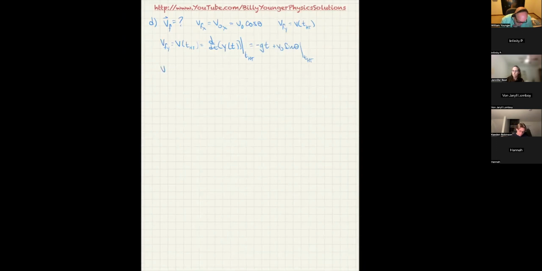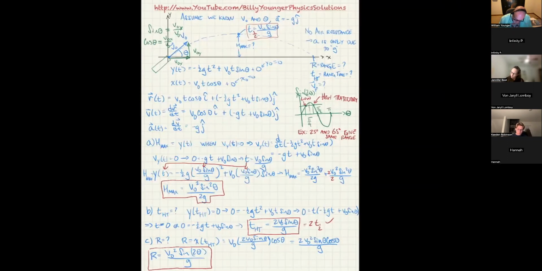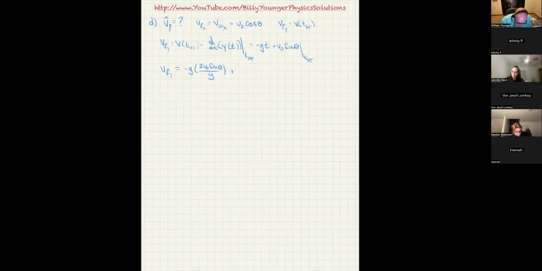And for that, I get V final y is equal to negative g times 2v0 sine theta over g. Double checking that's my hang time: 2v0 sine theta over g. Yes, it is. Plus v0 sine theta. You see, in this case, the g's do cancel out, and we get negative 2v0 sine theta plus v0 sine theta, which gives us basically just negative v0 sine theta.